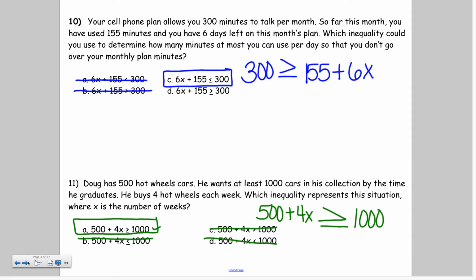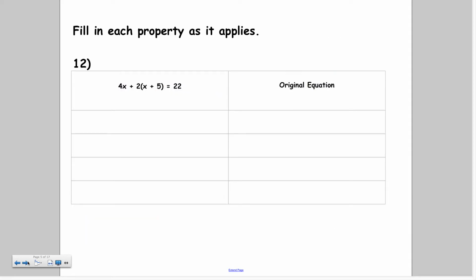All right. Let's move on. Number 12. We're filling in the equations with the properties. So our first thing to do is going to be to distribute what is going on this side. And if you want, you can take and draw a line down through here like this, okay? So we're going to use the distributive property first. So distributive.